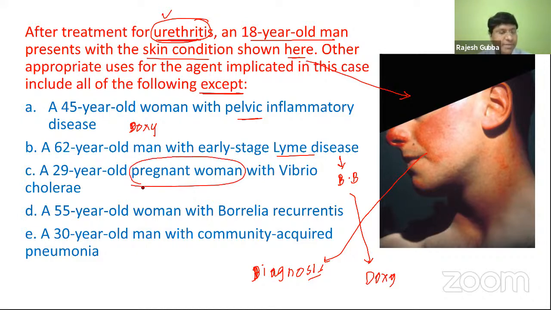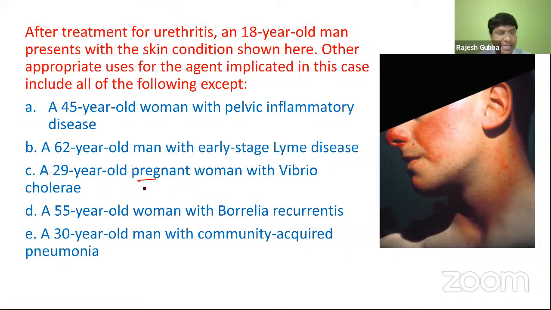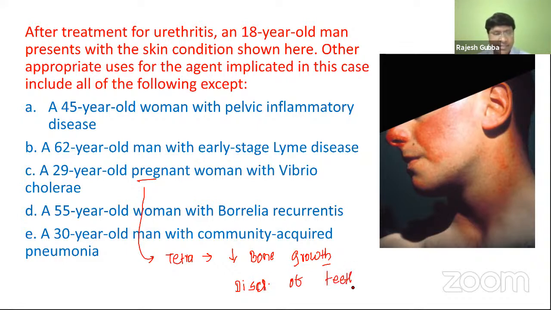Pregnant women. So in pregnant women, please tell me, can you give tetracyclines? Remember, in pregnant women the tetracyclines are avoided. Why? Because tetracyclines have teratogenicity. What is the teratogenicity? Number one, retardation of the bone growth. And there will also be discoloration of the teeth in the newborn. So that is the reason why tetracycline is contraindicated in pregnant women.